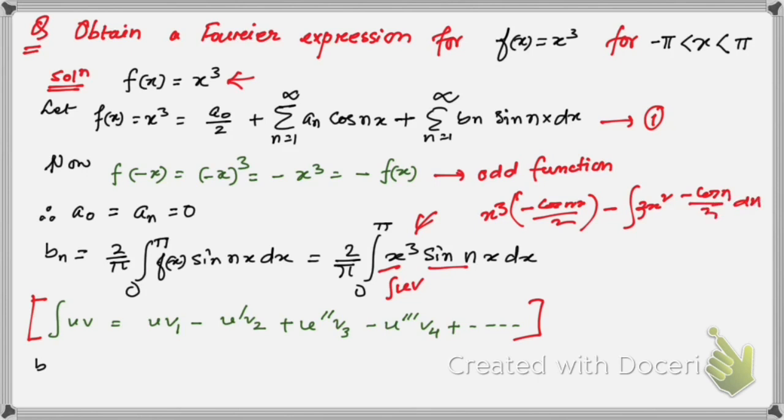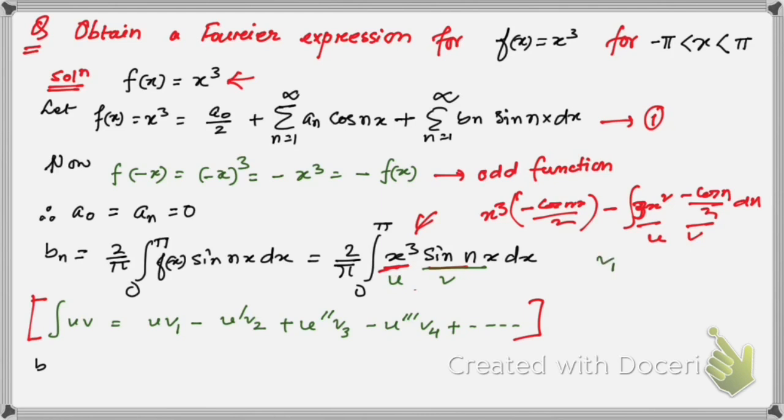Again here you see, you have to apply the u by v rule successively. So this situation will involve many steps, so that's why we're going to apply this rule here. So what does it mean? First take this x cube as u, and sin nx as v.